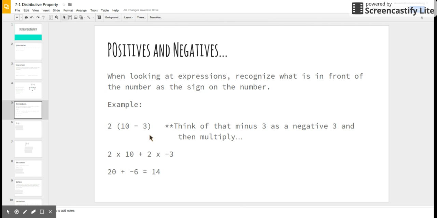But I'm letting you know that later on in the next chapter, when we start throwing in variables, it's going to get complicated to think like that. So I'd rather you start thinking of this as a negative 3 instead of just a minus 3.